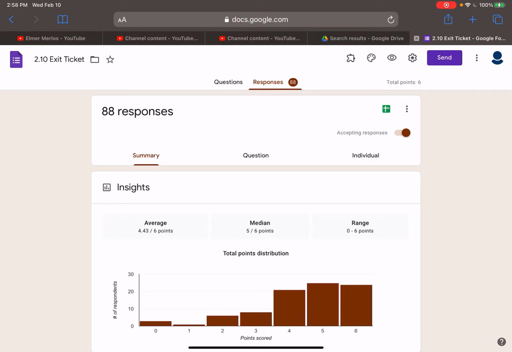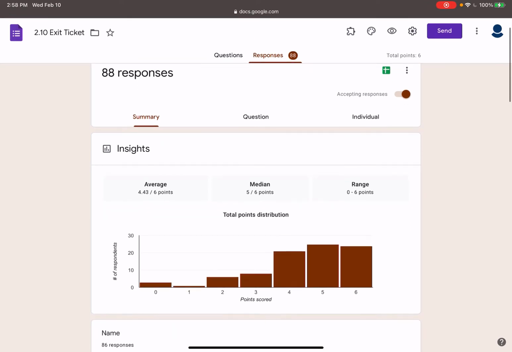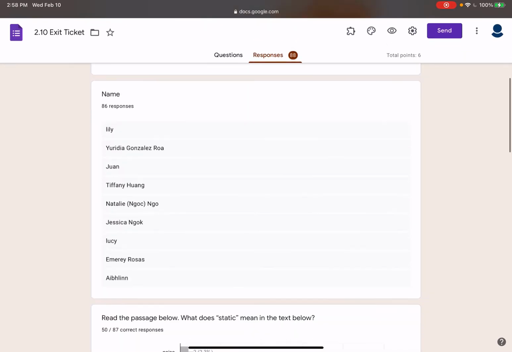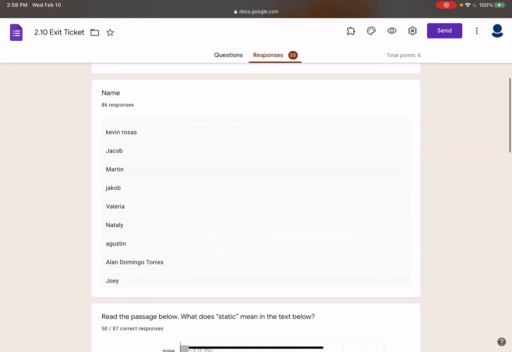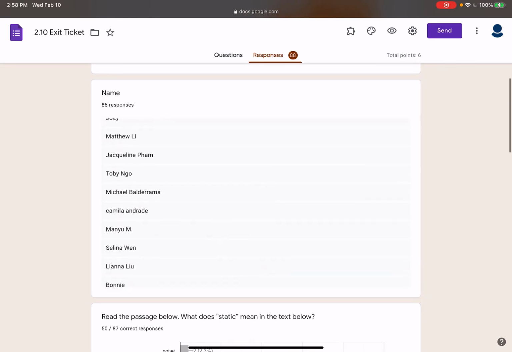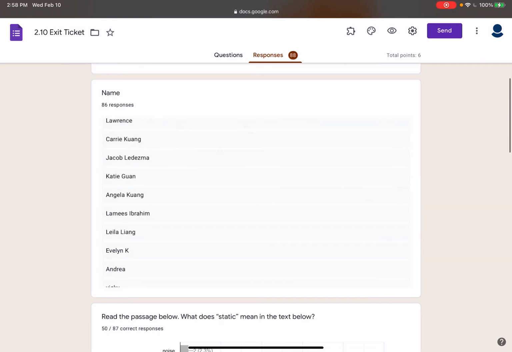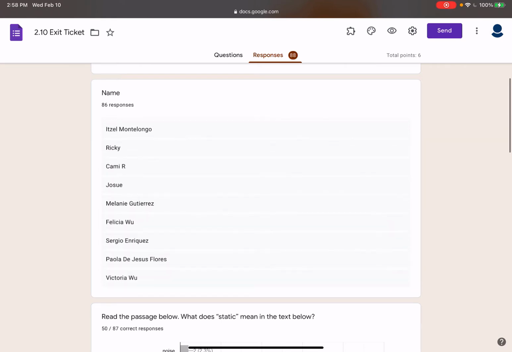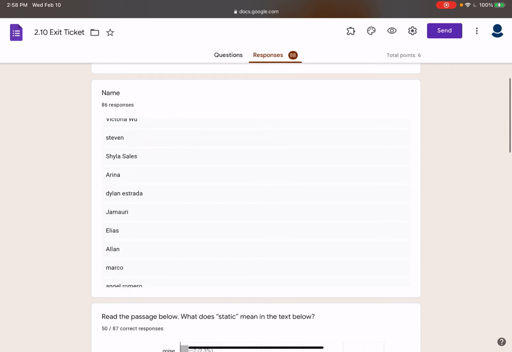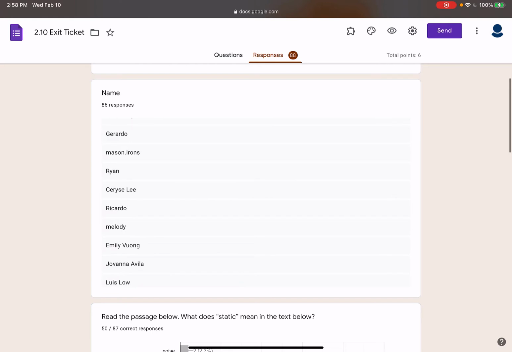Today we're going to be going over the exit ticket from Wednesday. Only 88 students took it, so that's a bit of a concern. And we're also going to continue practicing context clues. So these are the results of 88 students. These students took it. So if your name doesn't appear here, that means you did not take the exit ticket, or it's late. So if you see your name here, great job. Even if you struggle with the exit ticket, I would still like you to take it because it is good information for me.